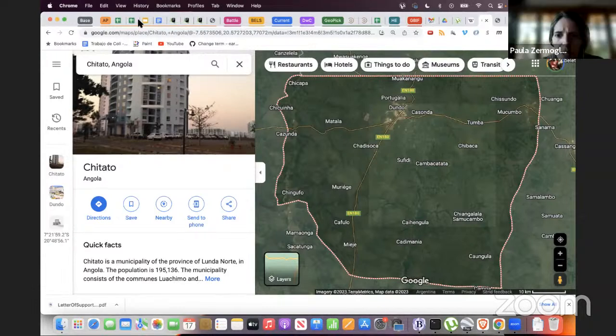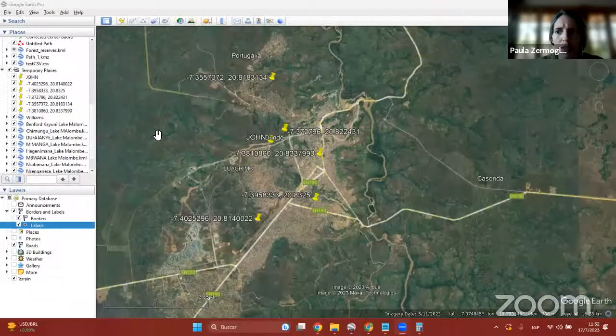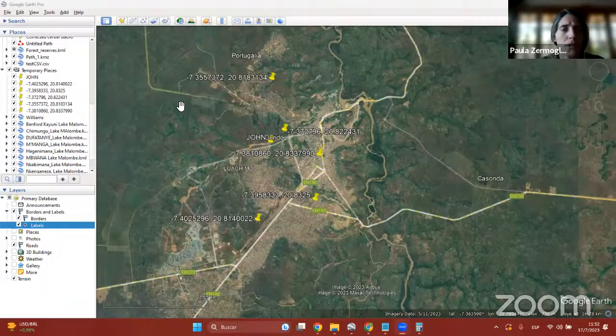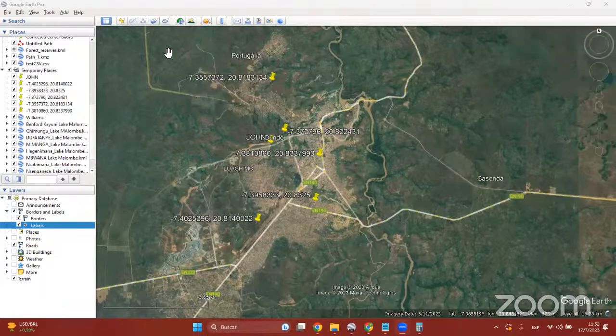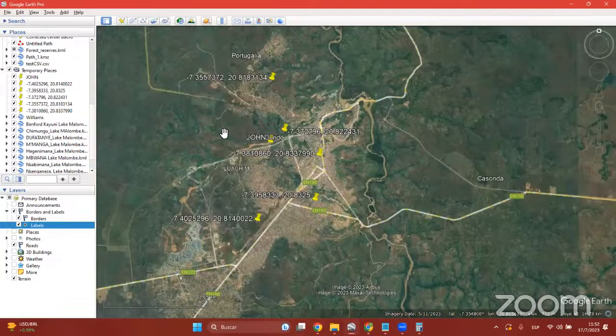Okay, so you have two ways of saving a polygon on Google Earth. I'm going to share my screen. Okay, can you see it there? Can anyone confirm? Yes, I can see. Okay, excellent, thank you.